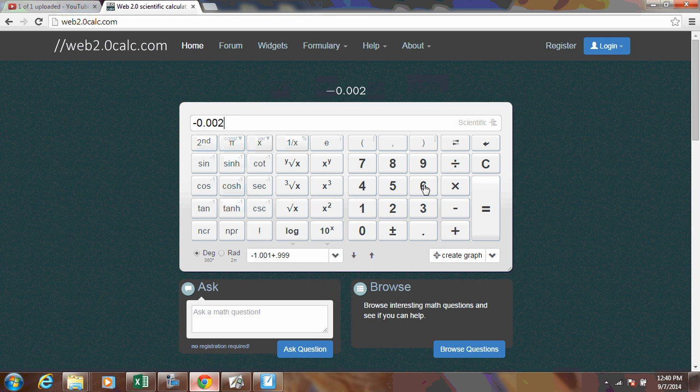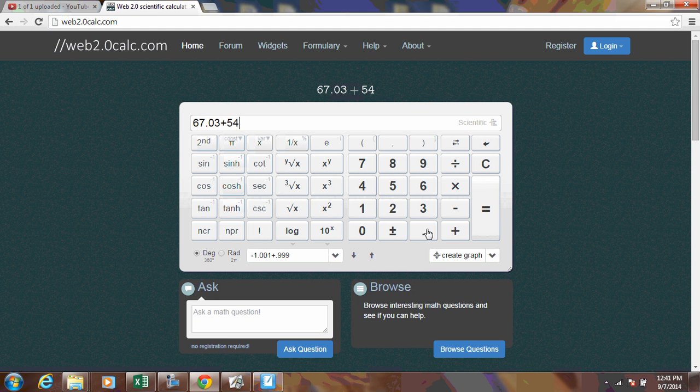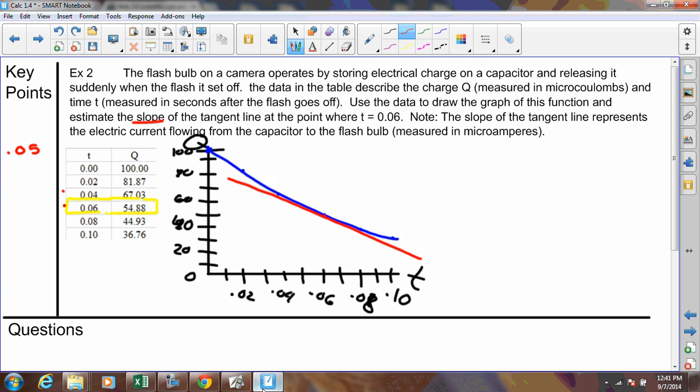67.03 plus the other one we had, 54.88, equals, and when we divide that in half, we get an estimate of 60.955, which we could then say, okay, 60.96 when we round it. That would give us 1 point that we could use.